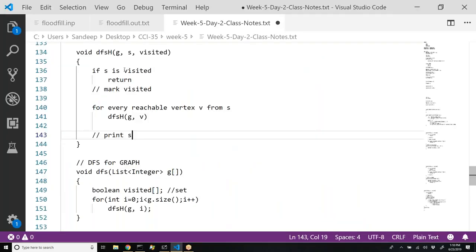So what we can do is, if you want to get topological sort, rather than print, what should I write here so that I get reverse topological sort? If I keep printing, I'll get it reverse, but I don't want reverse.